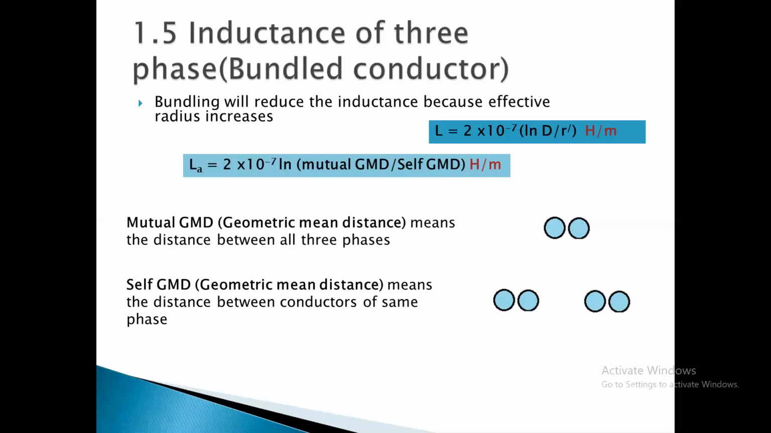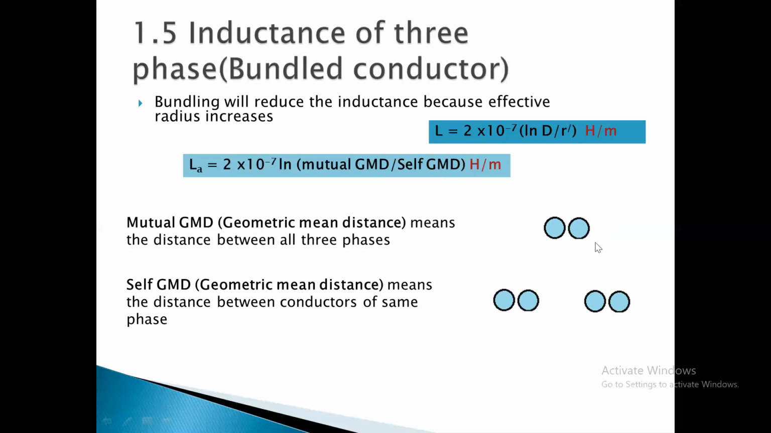Is GMD only used in the bundled conductor? Yes, GMD is only used in bundled conductors. So this is geometric mean distance. I am just replacing this distance with the mutual geometric mean distance. Mutual means this distance from these four conductors. This we call mutual. And about self, these two we call self.